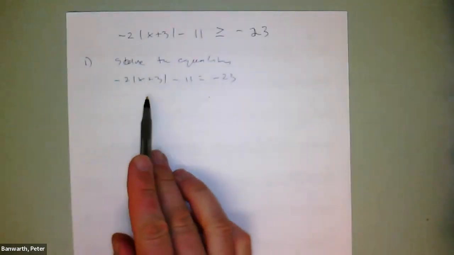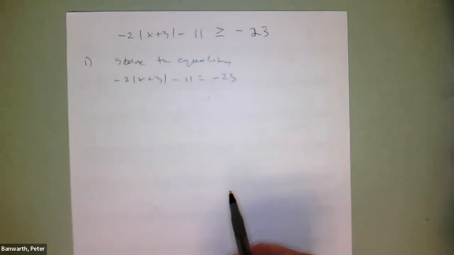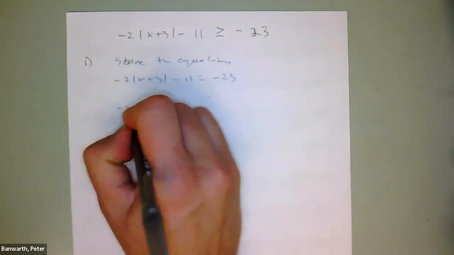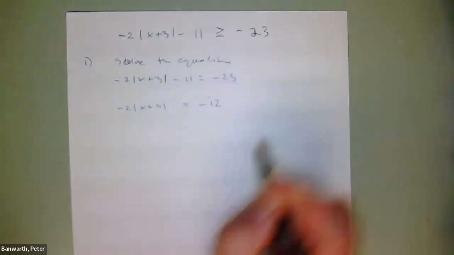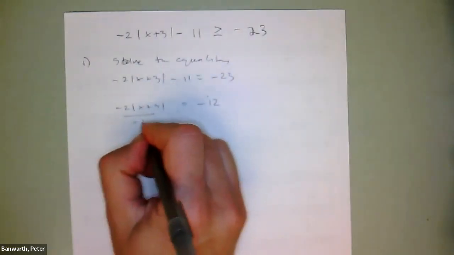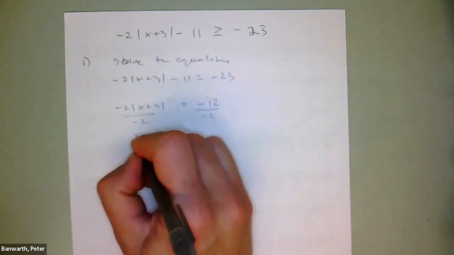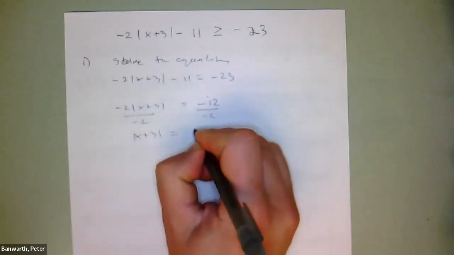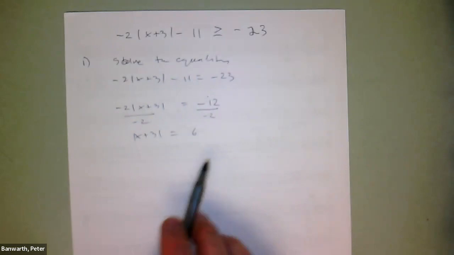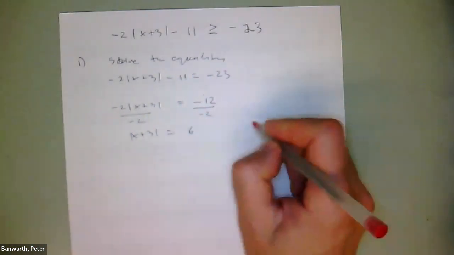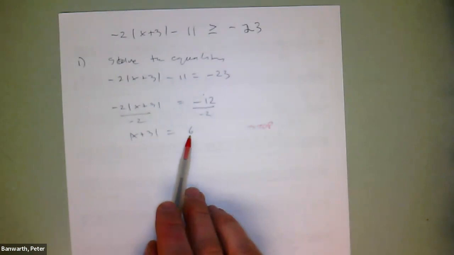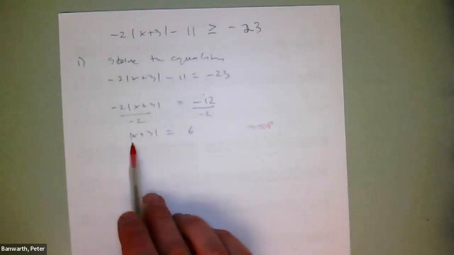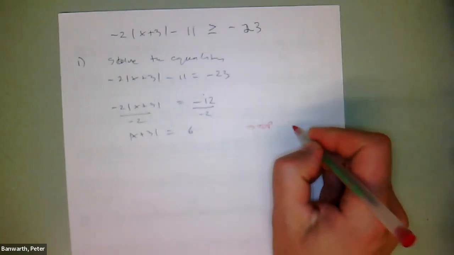All right, negative 2 times the absolute value of x plus 3, minus 11, equals negative 23. So I'll add 11 to both sides. I get negative 12. Divide both sides by negative 2. And I get absolute value of x plus 3 equals 6. So I stop. And I say, does this make sense? Yes, because that's a positive number. Absolute value of anything has to be positive.